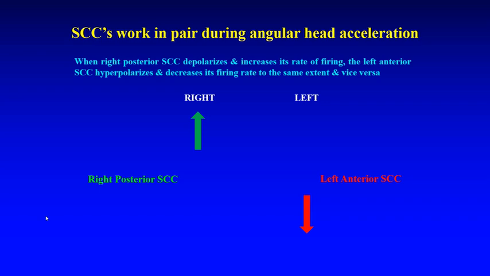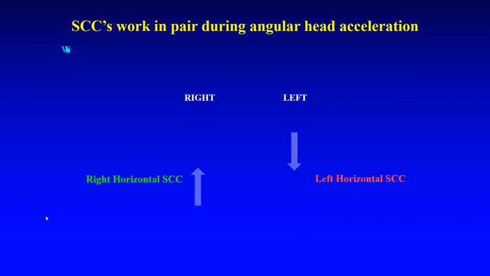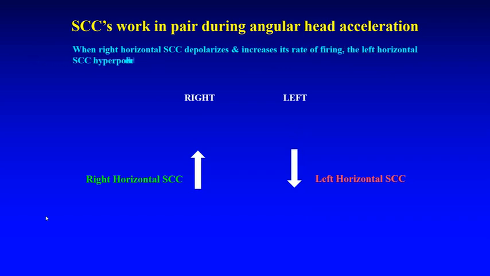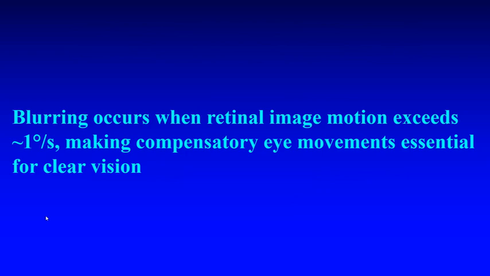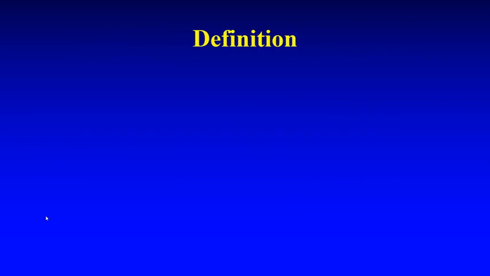Likewise, this holds true for the two horizontal canals also. When the right horizontal semicircular canal depolarizes and increases its firing rate, the left horizontal semicircular canal hyperpolarizes and decreases its firing rate to the same extent, and vice versa. So a state of no vertigo persists even if we are rotating our head. Blurring of vision occurs when the retinal image motion exceeds 1 degree per second, making a compensatory eye movement essential for clear vision.